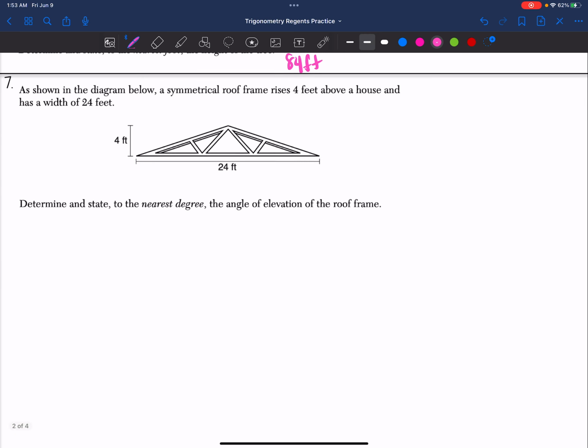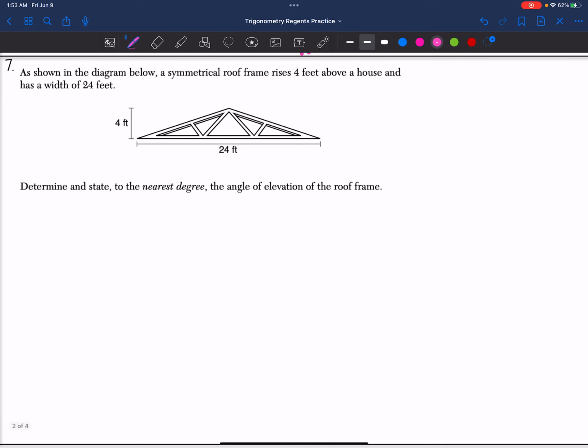All right, moving on. As shown in the diagram below, a symmetrical roof frame rises 4 feet above a house and has a width of 24 feet. Well, here's the key word, symmetrical. So that means that we have some kind of line of symmetry. So that means that perhaps I can draw a line here and that's going to cut my shape in half. But let's see. Determine and state to the nearest degree the angle of elevation of the roof frame.